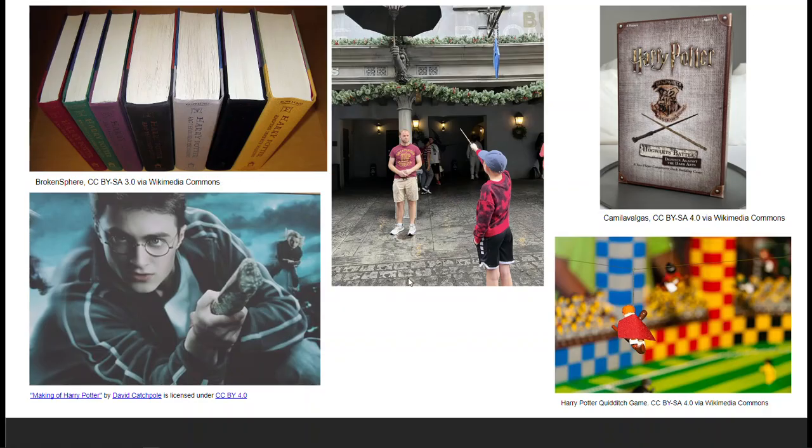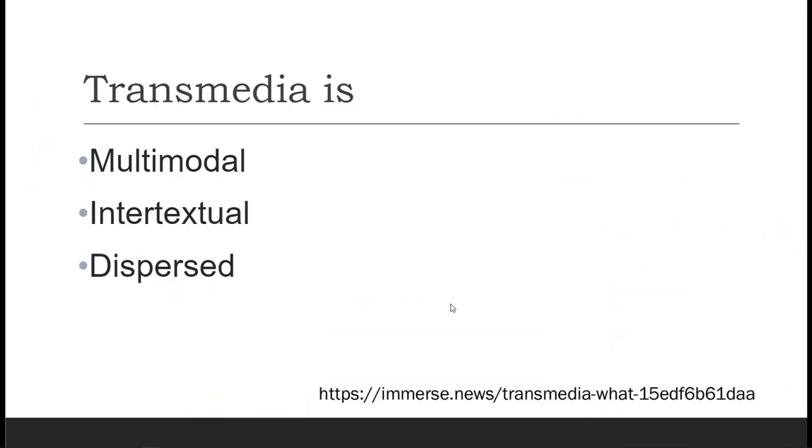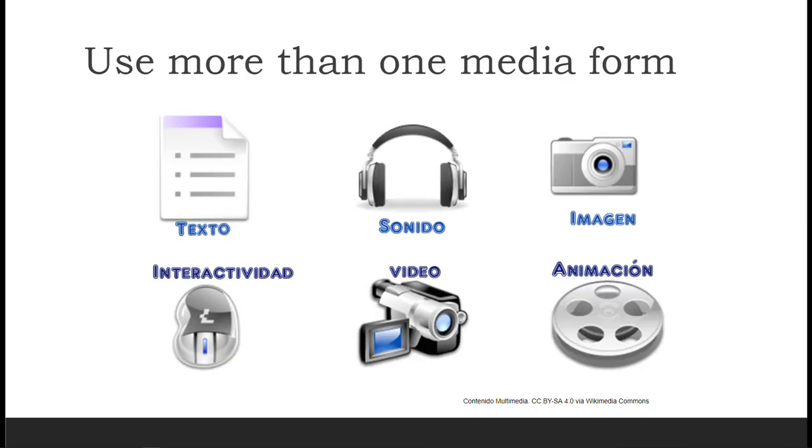So let's talk a little more detail about what exactly makes something transmedia. There's 3 characteristics that I want to focus on. Transmedia is multimodal, intertextual, and dispersed. So we're going to start with multimodal. That basically just means we're using a lot of different forms of media. We might use different texts, we might use different sounds, images, animations, video, interactive stuff, all kinds of stuff that we mix together to create a holistic learning experience.